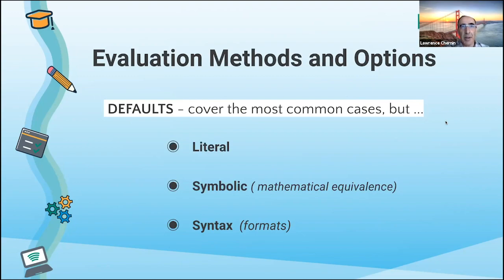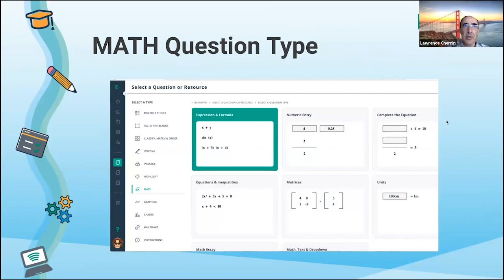The particular ones I'm going to talk about briefly are our evaluation modes, where we have literal, symbolic, and so on, which is about mathematical equivalence. And then we also have various formats of the answers, sometimes referred to as syntax. So next slide. This is how we get into the math questions. You see down the left side, there's a little square root of x. And Duane showed earlier the graphing where there's underneath the graphing type. For math types, there are many subtypes, and you can also insert math questions in multi-part, which Duane had shown earlier.